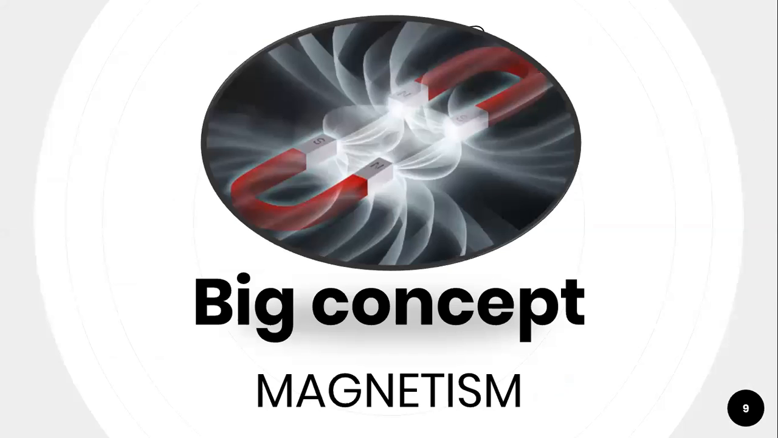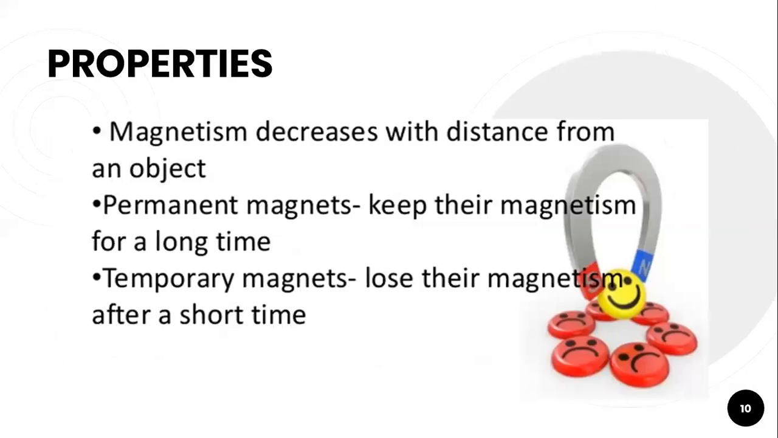So what was the big concept? Magnetism. But what was magnetism? Just the attraction or repulsion of magnets. Because according to the magnet's rule, we said that like poles repel, unlike poles attract. But what are the properties? In magnetism, distance affects magnetic force. The greater the distance, the less the effect of the magnetic force.